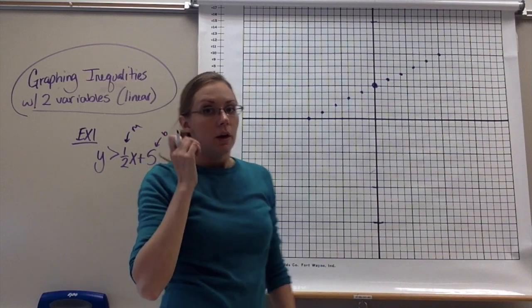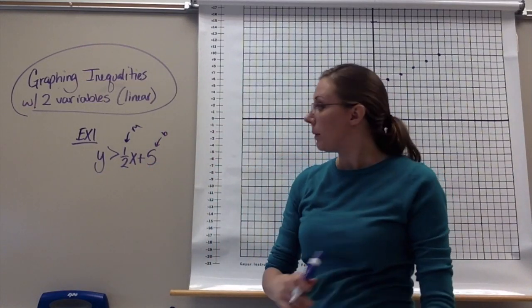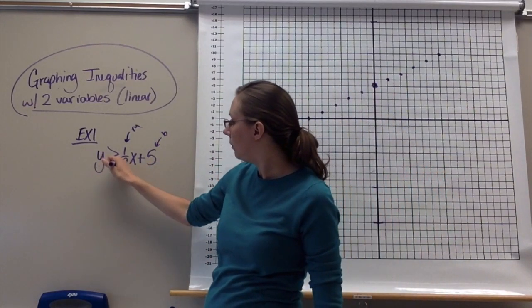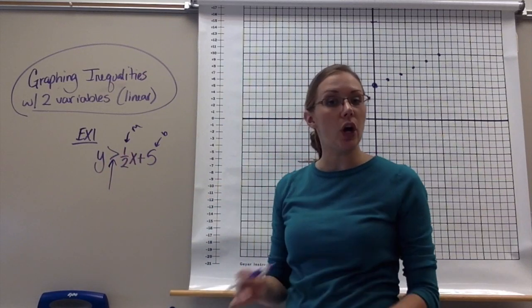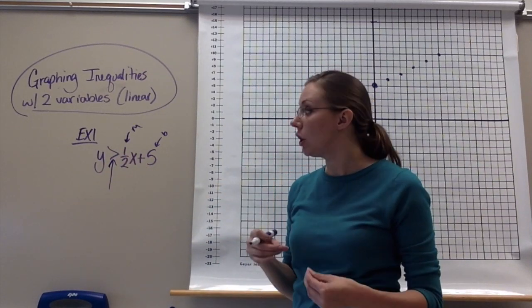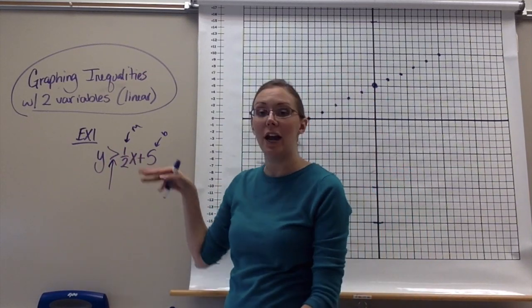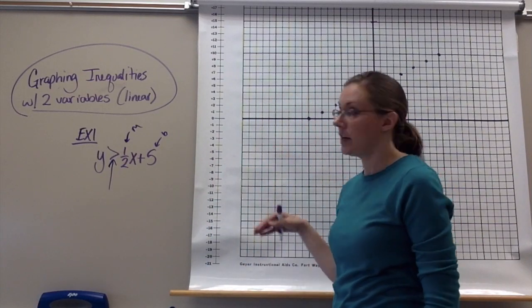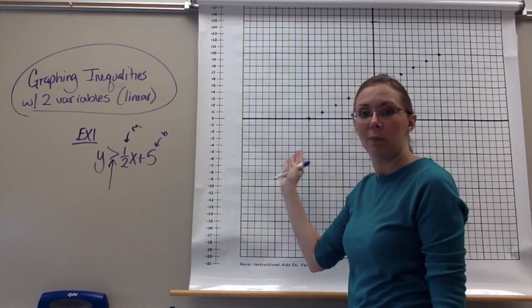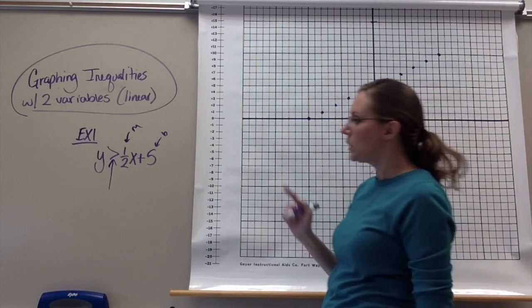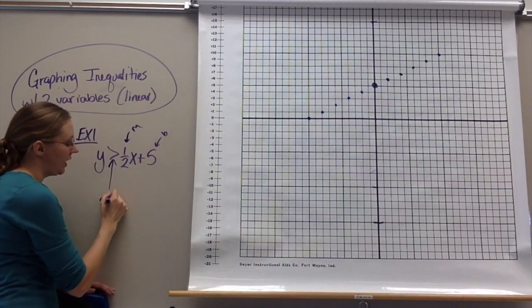Okay? Now, just like we just spoke about, we're going to look at this symbol. If I look at that, it has no equal sign under it. Because there's no equal sign, our values can never fall on this line. They can either be above it or below it, but never fall exactly on it. So that means I'm going to have a dotted line.